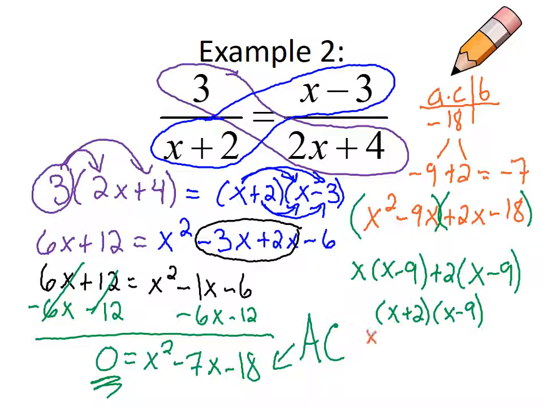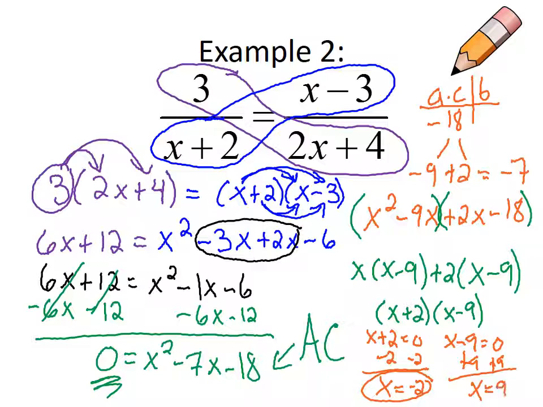So I have x plus 2 equals 0 and x minus 9 equals 0. I'm going to solve and then I'm going to check. Subtract 2, so x equals negative 2. Add 9, x equals 9. So there are my two answers. Now I have two answers, but I have to check to make sure that neither one doesn't work, okay?